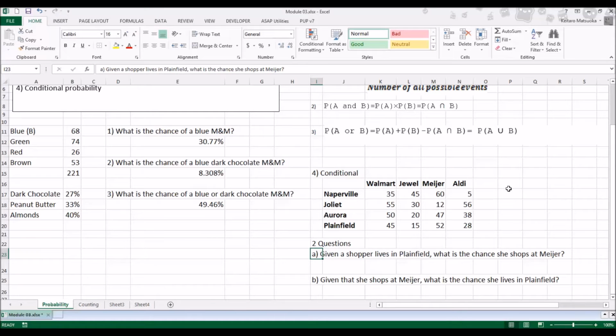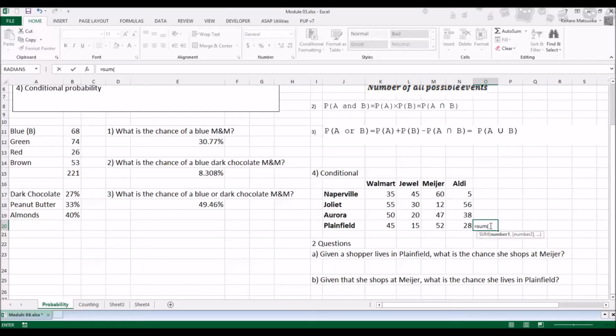So in this case, to answer this question, I'm going to look at all the Plainfield residents, these people. Out of these people, what's the chance that she goes to Meijer? This number. So to do so, I need to know the total number of Plainfield residents, which we don't have. So I'm going to do the calculation here. So I just recommend you do all the sum calculations before you move on to do a conditional problem.